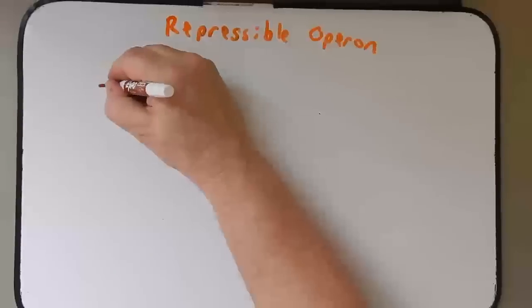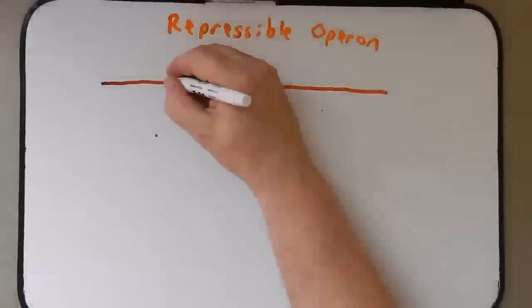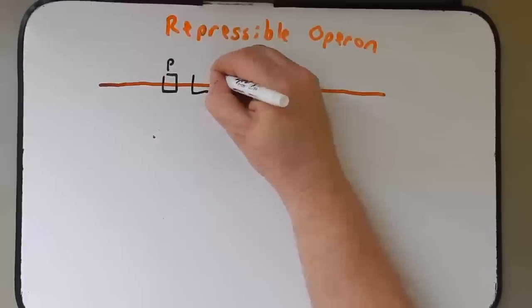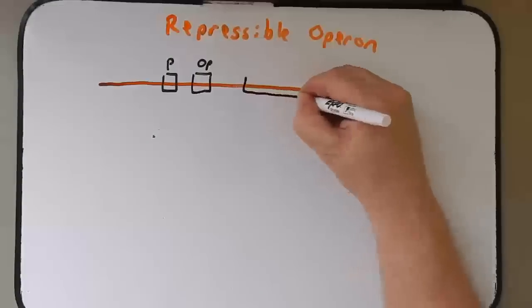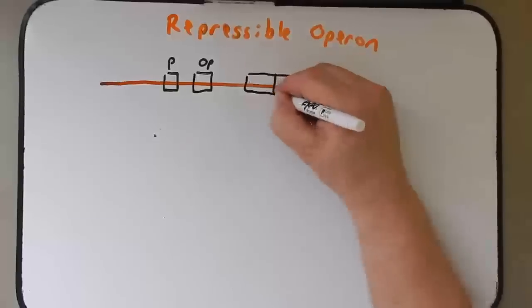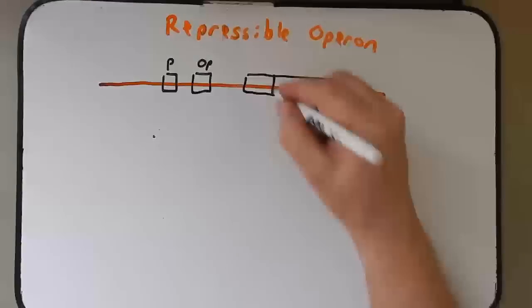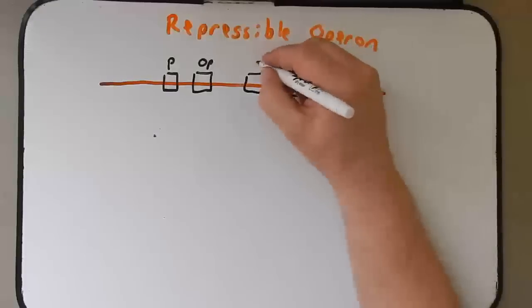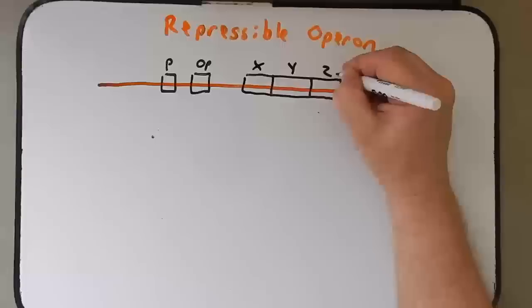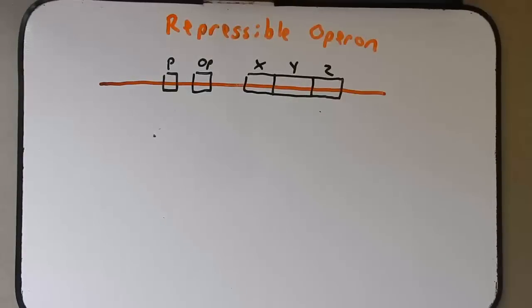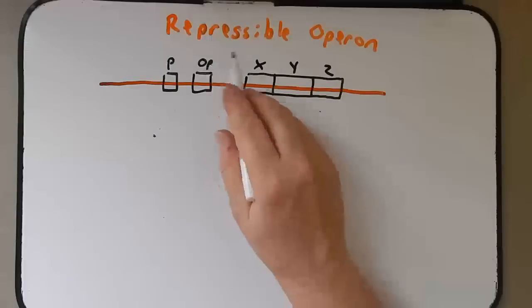So here's our operon. We're going to have our promoter, like we always do. We're going to have our operator, and we're going to have our open reading frames here. And just to kind of drive home the point that these are different operons compared to the inducible operons, instead of calling them ABC, we'll call them X, Y, Z genes. It's a repressible operon, so repressible operons are usually on, but can be turned off. But let's draw its usual state.